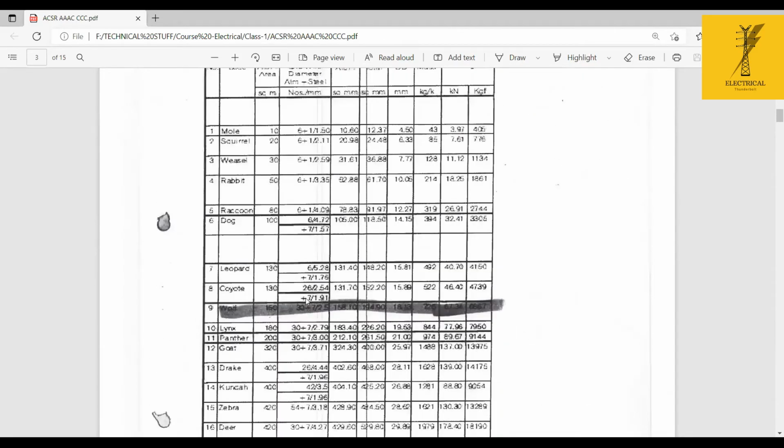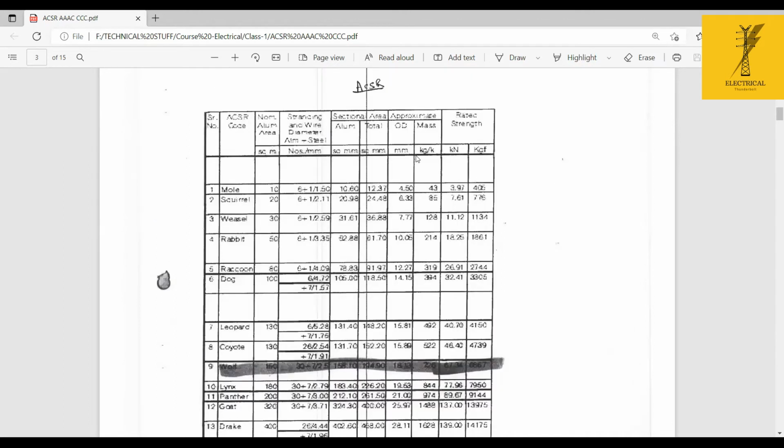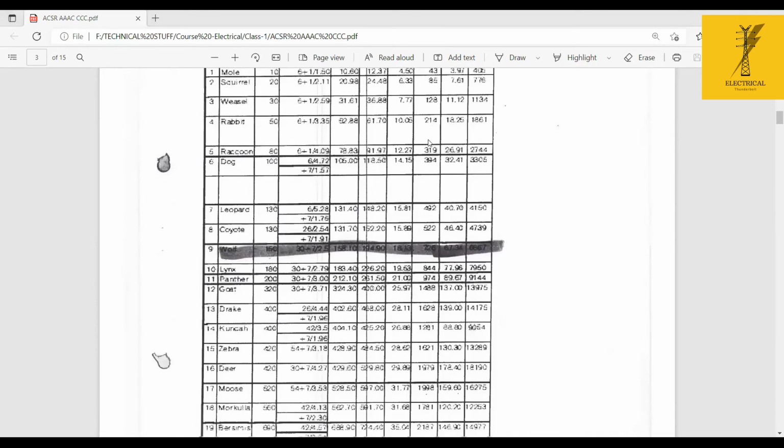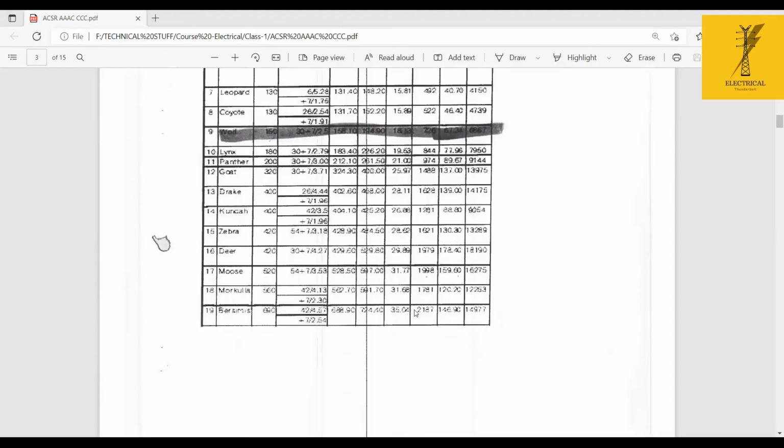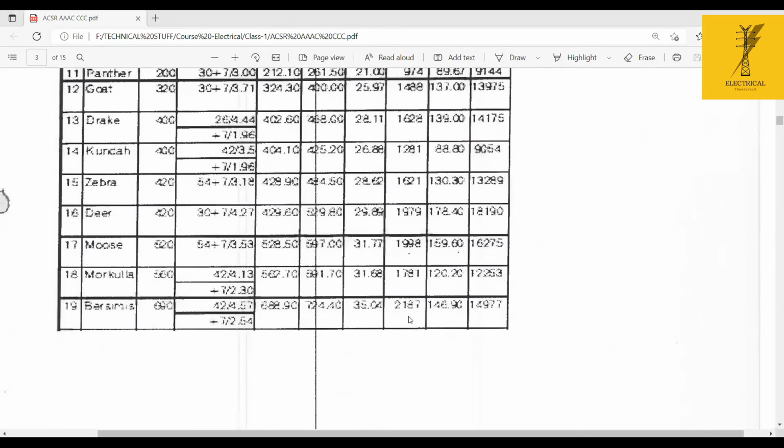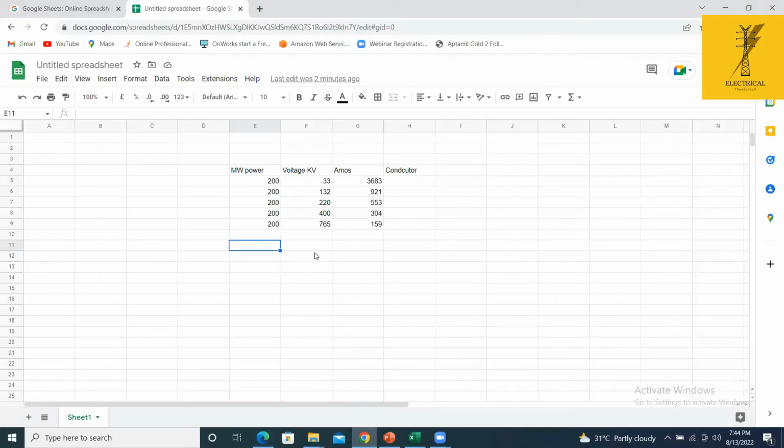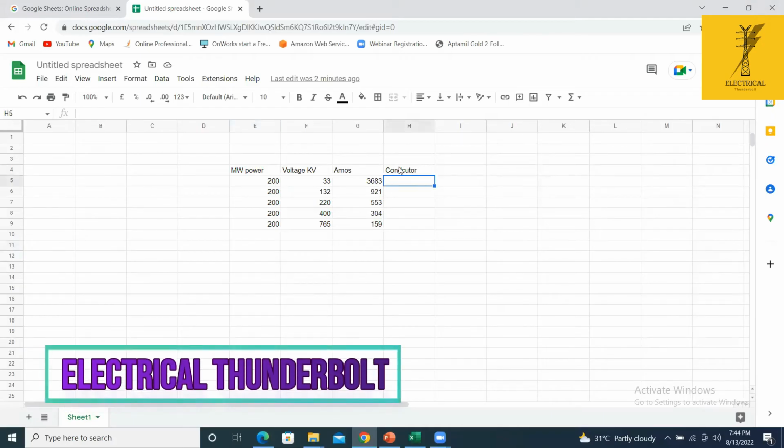Here you can see the weight of this conductor. The weight of the conductor is in kg per kilometer. The Bursmis has a weight of 2187 kg per kilometer. So if I want to, let me show the screen again. What is the conductor's exact amperage? It is 998 amps.